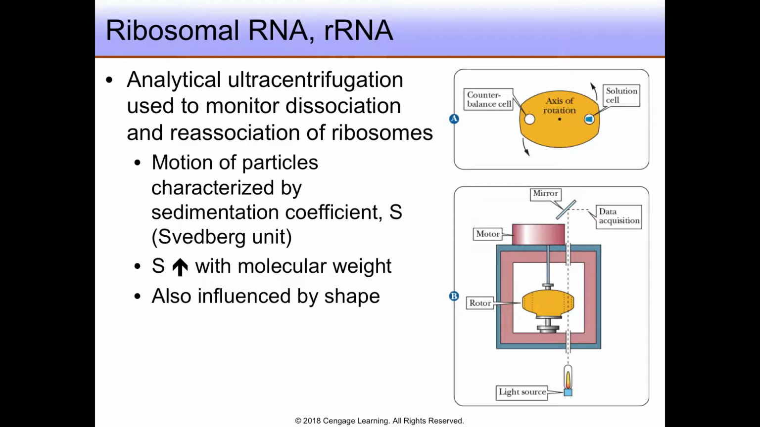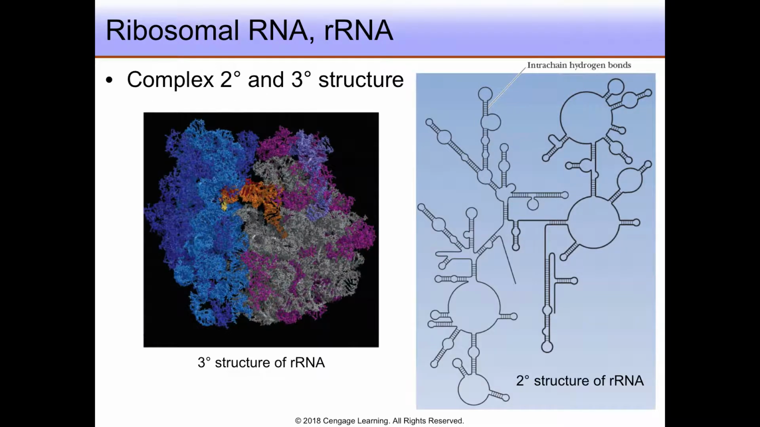Analytical ultracentrifugation may be used to monitor the dissociation and reassociation of ribosomes. In this instrument, particles move within a density gradient based on size, with larger particles sedimenting more readily. The quantitative measure of sedimentation is the Svedberg coefficient, symbolized by the capital letter S. The larger this value, the heavier the subunit.